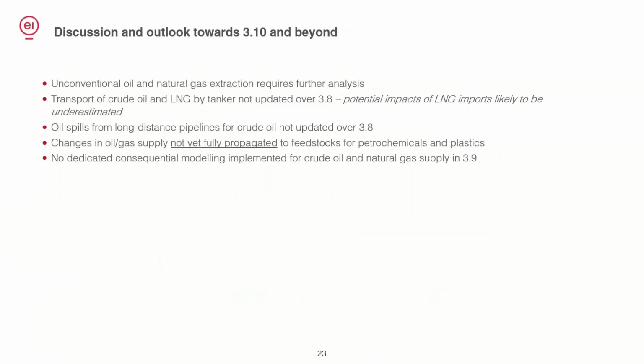So, wrapping up with a brief discussion of some important aspects to keep in mind when working with this update, and also a bit of an outlook for what we want to do next. As I indicated with the comparison to Masnadi et al., we still need to analyze the supply of unconventional oil and gas in more detail. And also, as Niels indicated, we still have the transport of crude oil, but especially liquefied natural gas by tanker, as it was in 3.8, and this is an area where we definitely need to work and include updates in coming versions. We did not update oil spills for long-distance pipelines for crude oil over 3.8. This is also an area where we can work more.